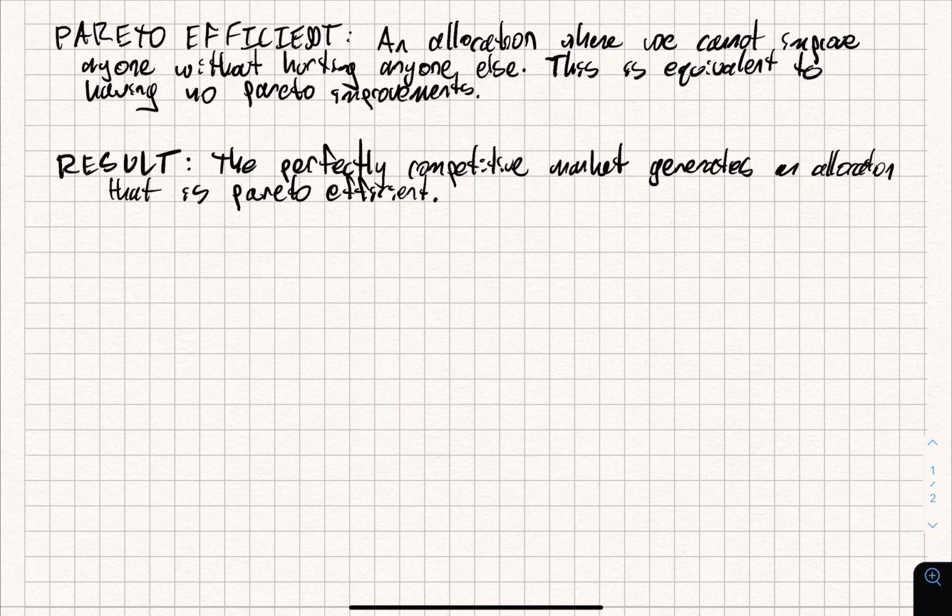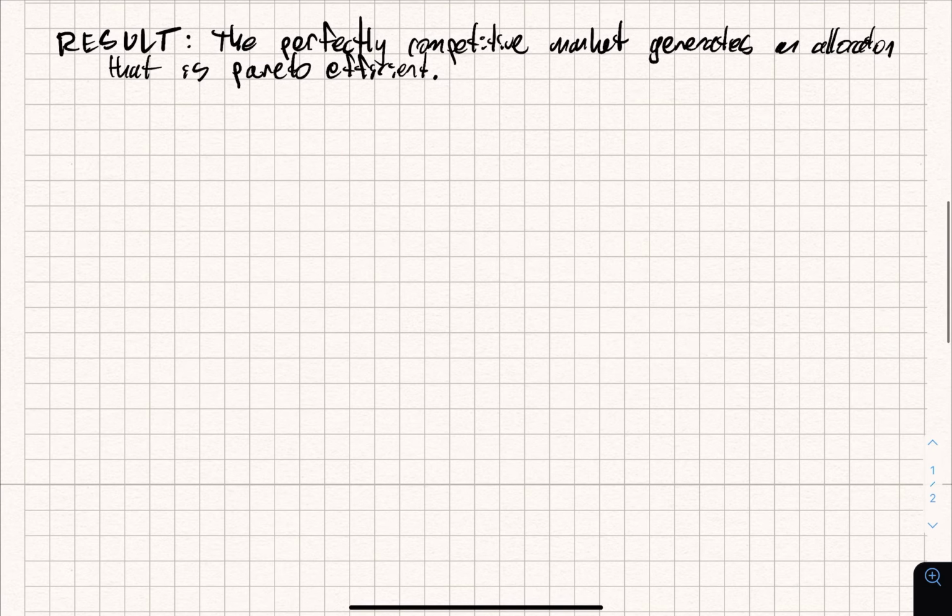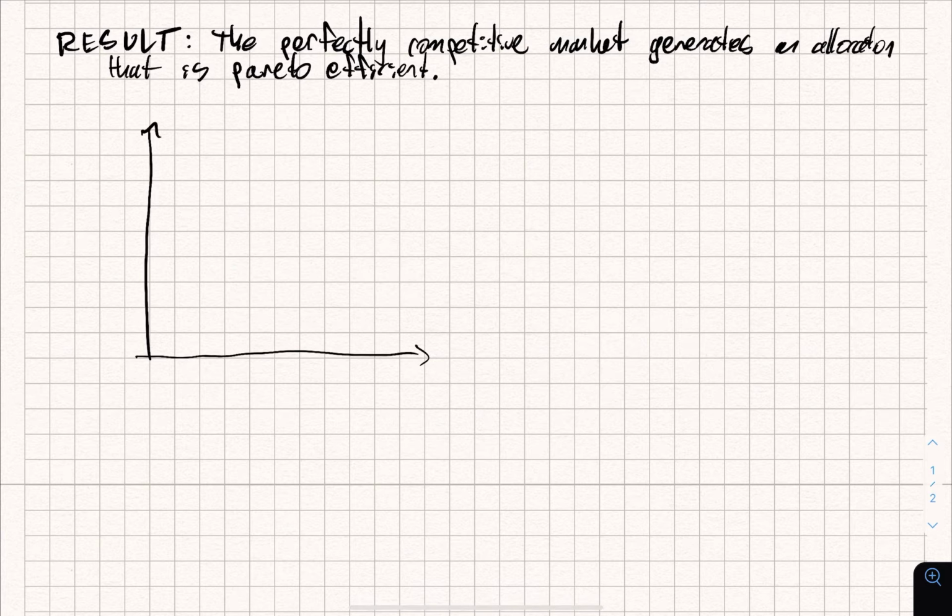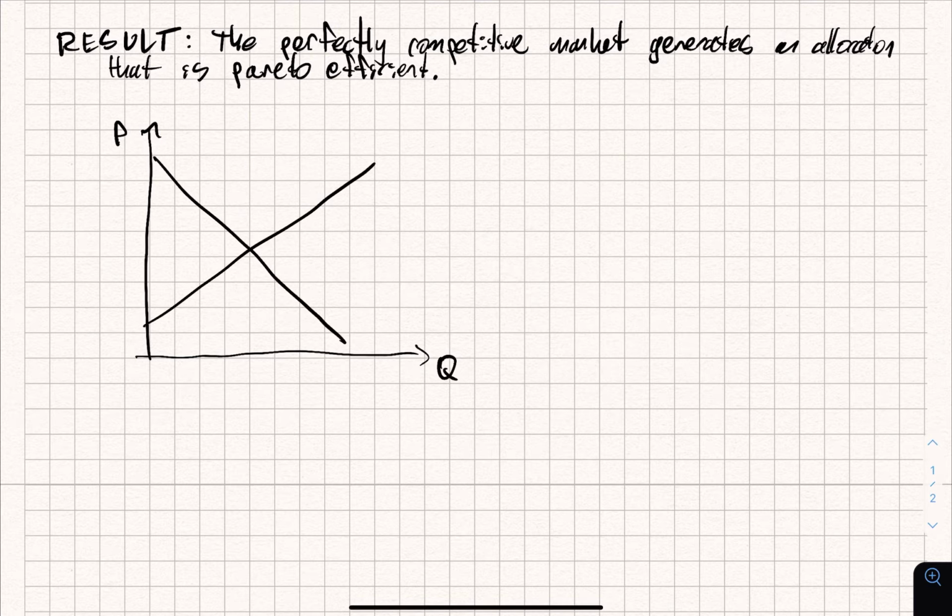So in this video, we're going to do something different. Up until this point, what you've seen are partial equilibrium, where we have one market. We typically have price on the vertical, quantity on the horizontal, and a downward sloping demand curve, upward sloping supply curve. And we find a price and a quantity.